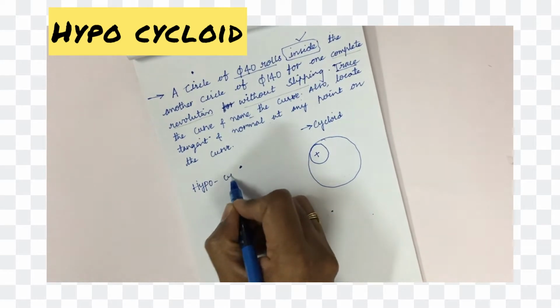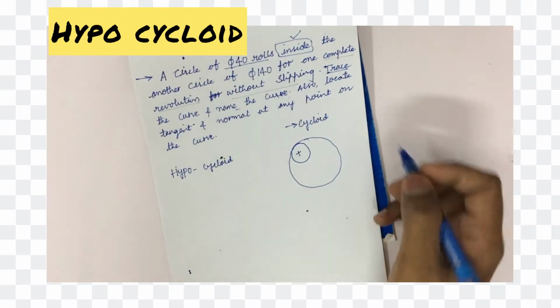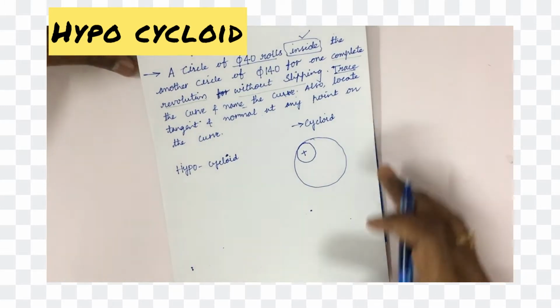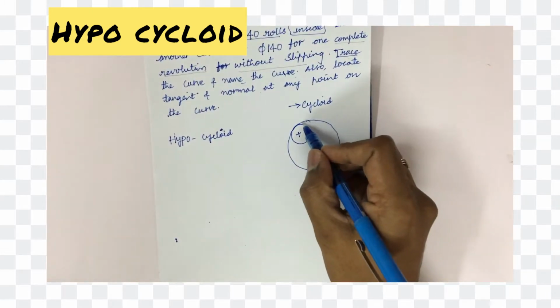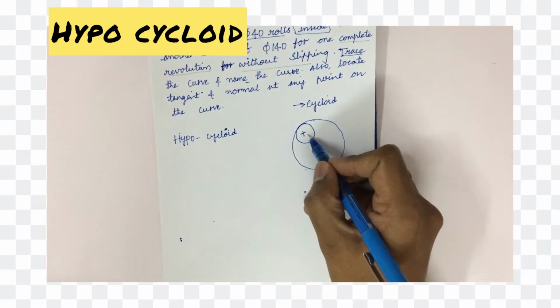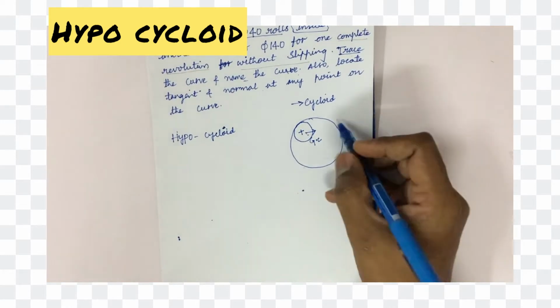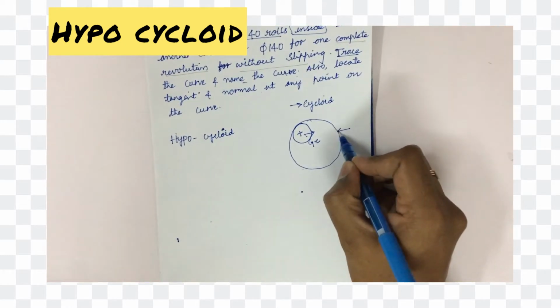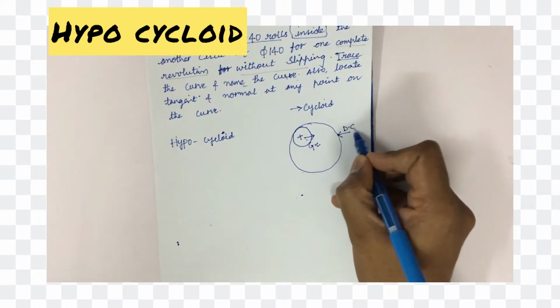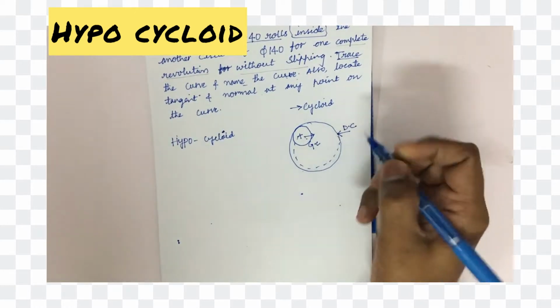Dear students, in today's lecture, I am going to discuss with you all how to trace a cycloidal curve, that is nothing but hypocycloid. Hypocycloid is a curve generated when one circle, this is the generating circle or the moving circle or the rolling circle, moves inside the directing circle. Such a type of curve is nothing but the hypocycloid.